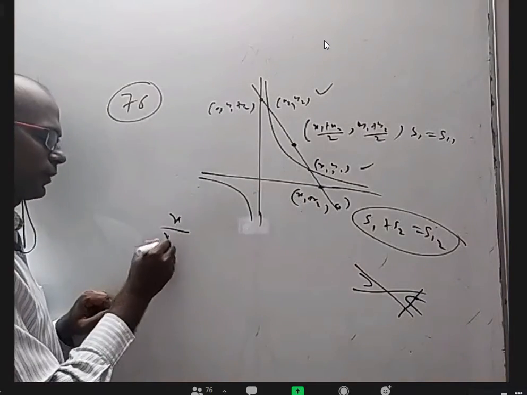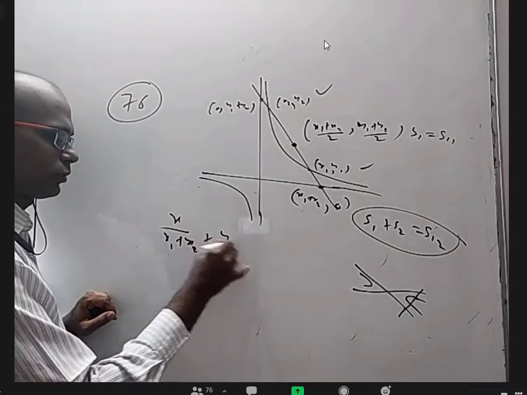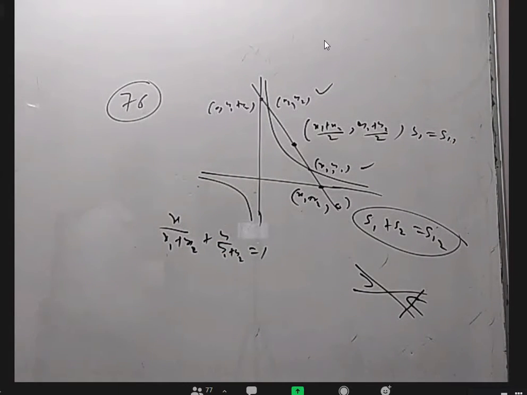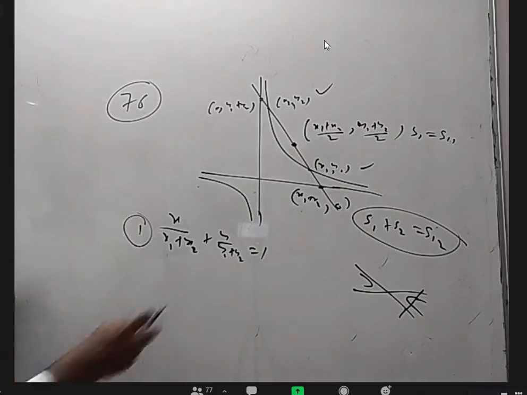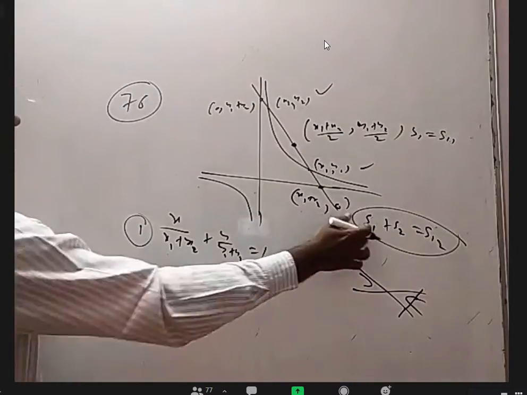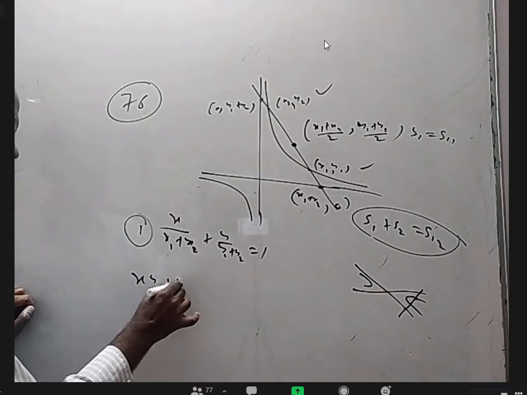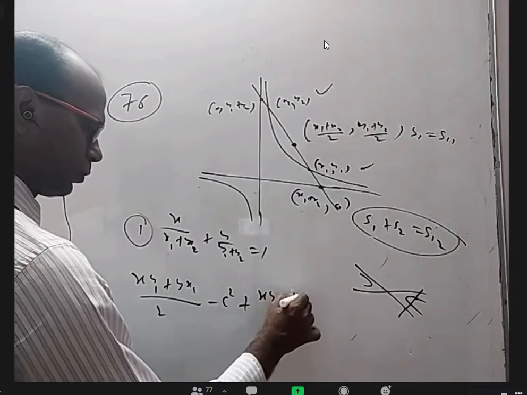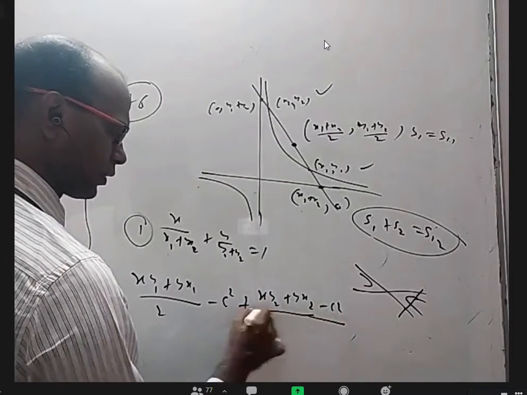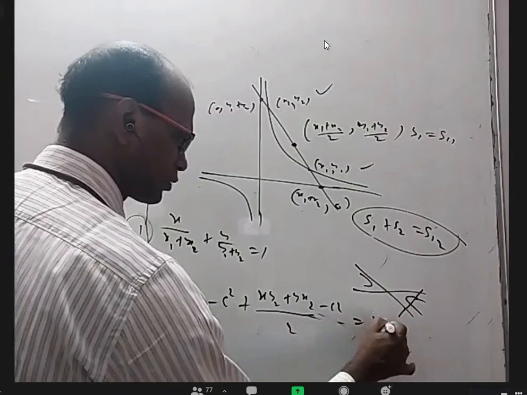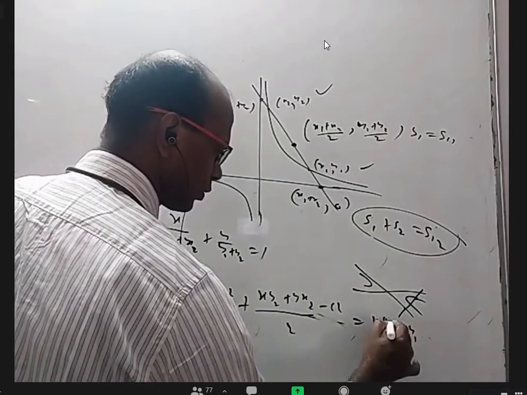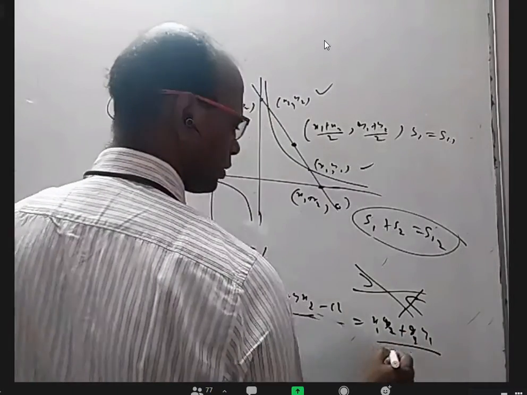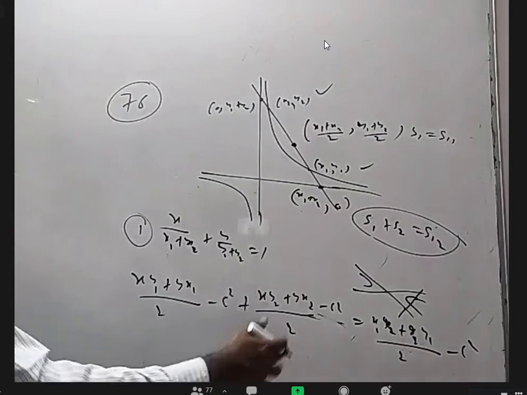What is this line equation? x by x1 plus x2 and so on, right? Okay. So this is one thing based on the midpoint concept. If I use S1 plus S2 equal to S12, what will happen? S1 means (x y1 plus y x1) by 2 minus c square. S2 means (x y2 plus y x2) by 2 minus c square. S12 is (x1 x2 plus x1 y2 plus x2 y1) by 2 minus c square. This is S1, this is S2, and this is S12.